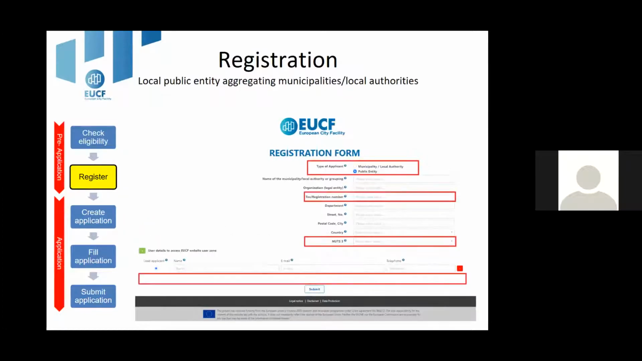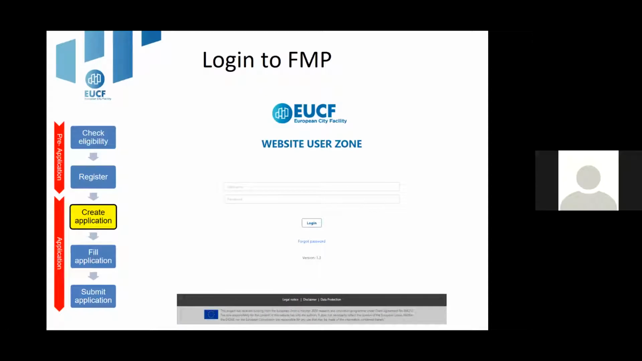So here I also want to stress that the applicants who have already registered to the EUCF website user zone don't have to pass the eligibility check and registration. They can directly log into the system with their current login details. After the registration, all applicants who registered their users in the registration form receive the email with login details, and then they also receive the link to the login page where they can enter the login details and log into the system.